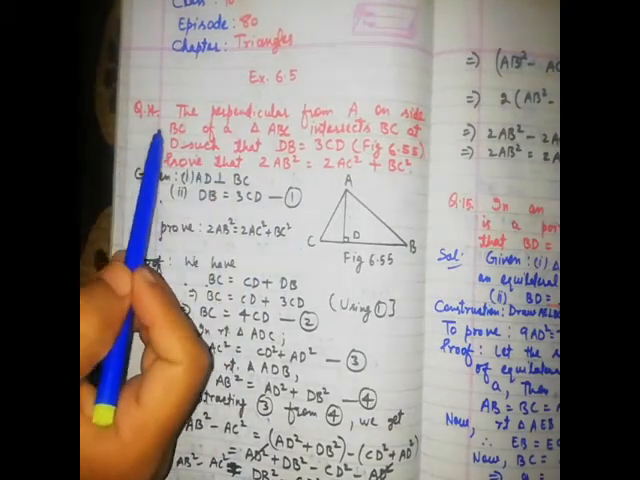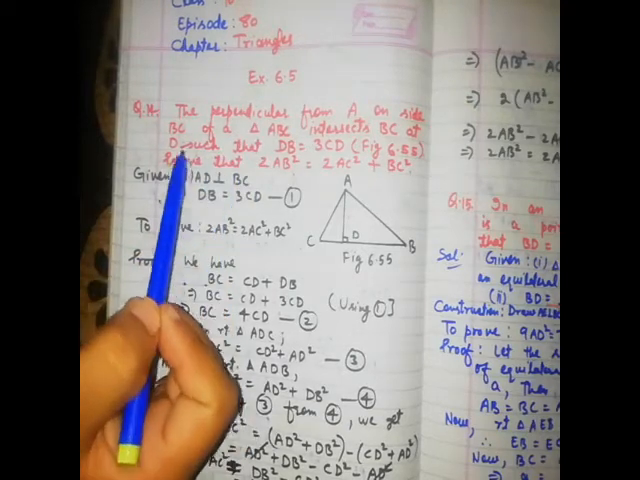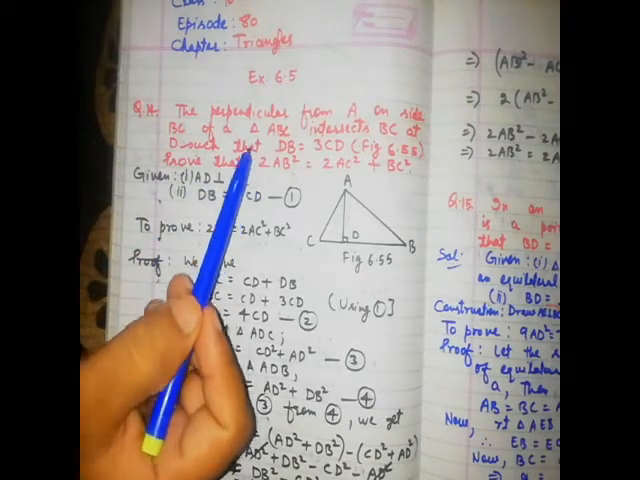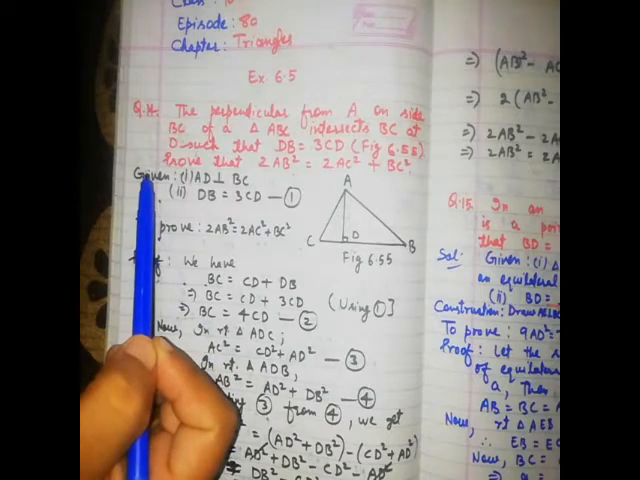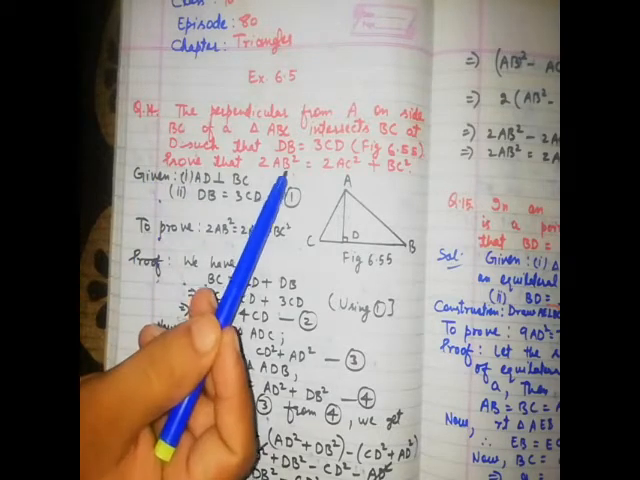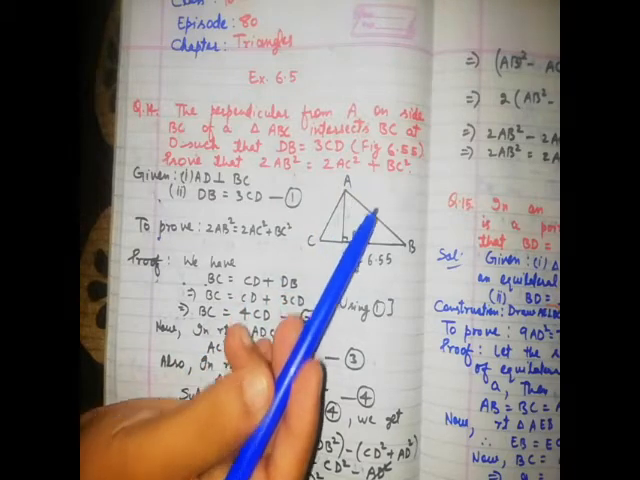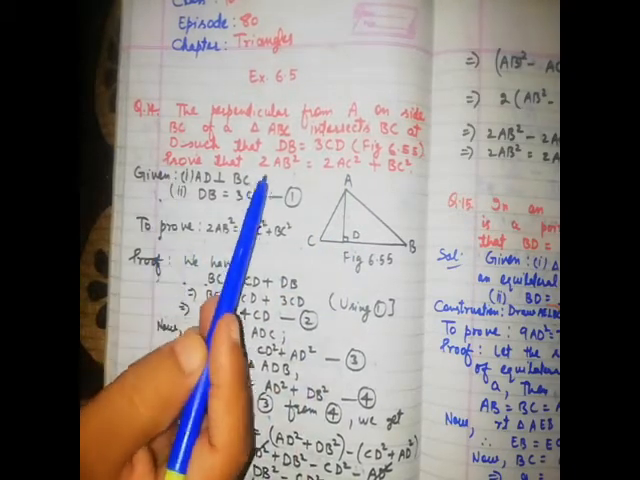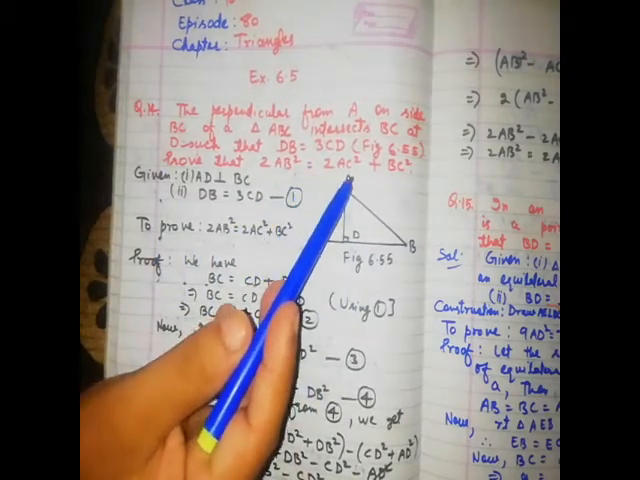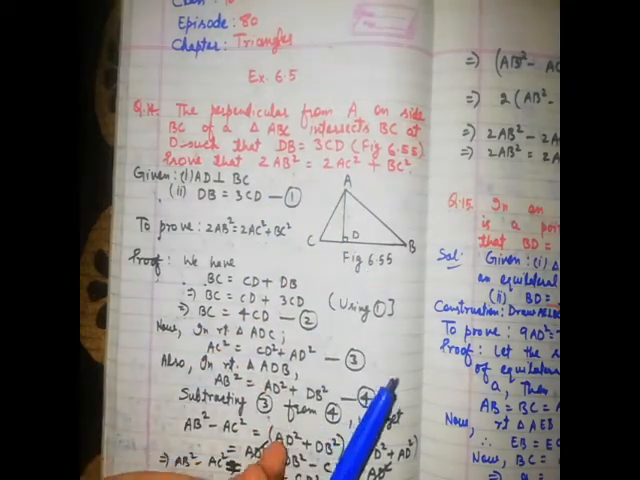Question number 14: The perpendicular from A on side BC of a triangle ABC intersects BC at D such that DB equal to 3 times CD. Figure 6.55 is given. Prove that 2AB square equal to 2AC square plus BC square.